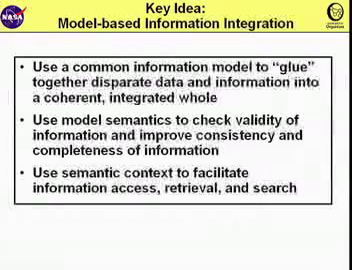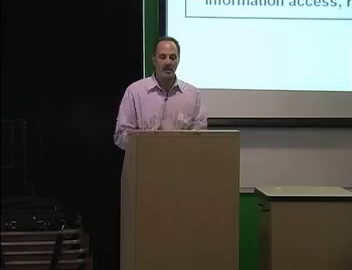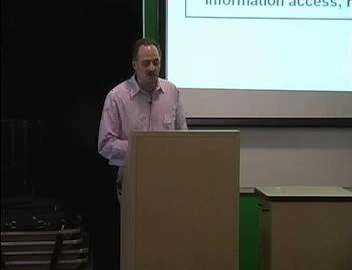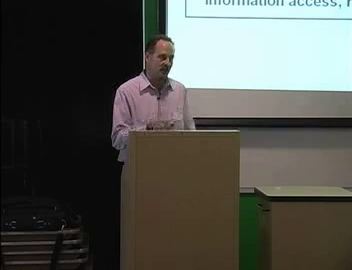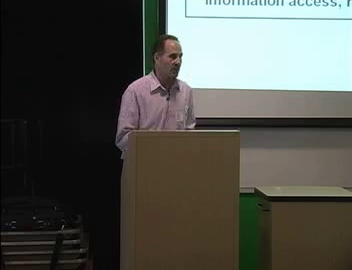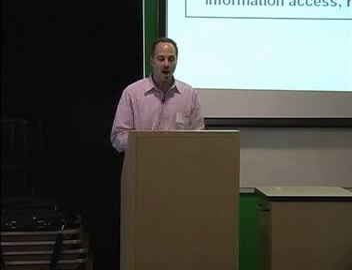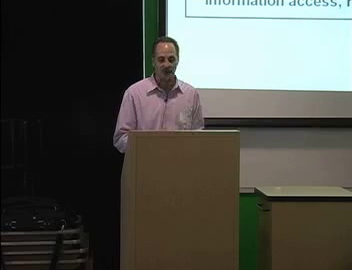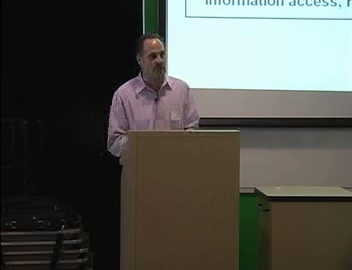So I'm going to close here. Let me just revisit the key idea, which is to use a common information model to glue together the disparate data presented by users in a file sharing system. So we want to glue the information together into a coherent whole and use model semantics to check the validity of the information and improve the consistency and completeness of the information that's entered into the repository, and then use the contextual information as a mechanism for enabling users to access, retrieve, and search the information that they've entered into the system. So that's it.